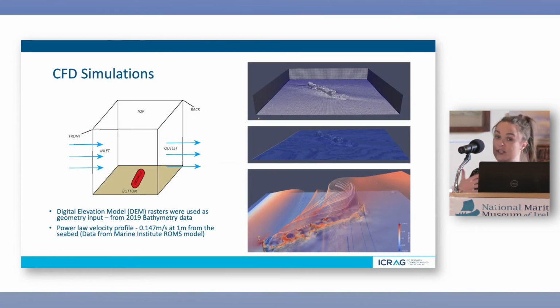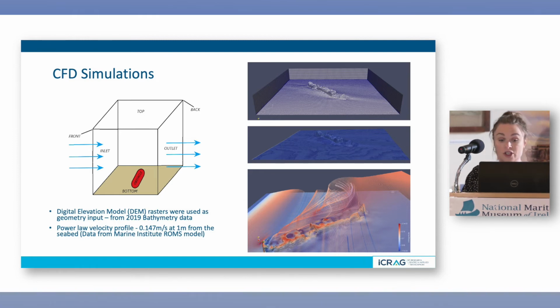So to summarise the modelling methodology, we've taken the digital elevation model, the rasters coming from the bathymetry data, specifically the 2019 data that was available, and we have used that as a representation of the surface profile, the bottom part of this box here that you're seeing on screen. And then we've also got the velocity information about what the sea is doing and the current information from the ROMS model at the Marine Institute.